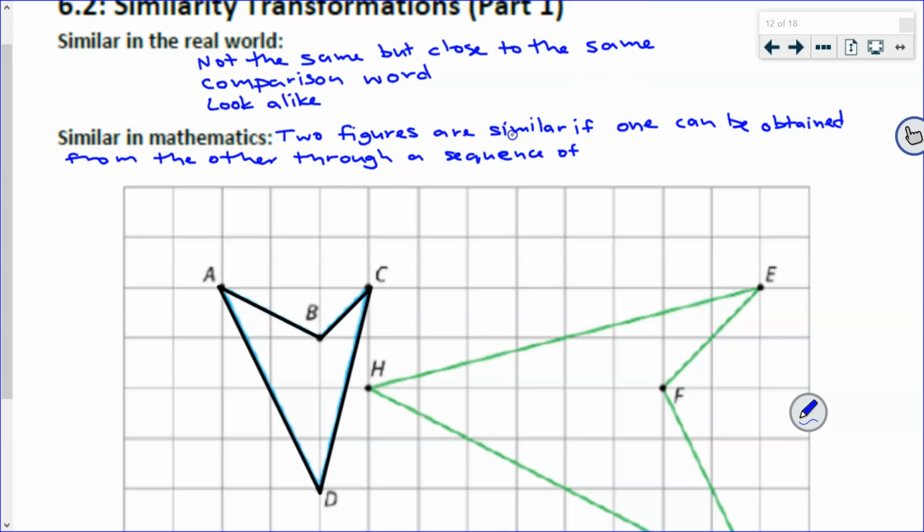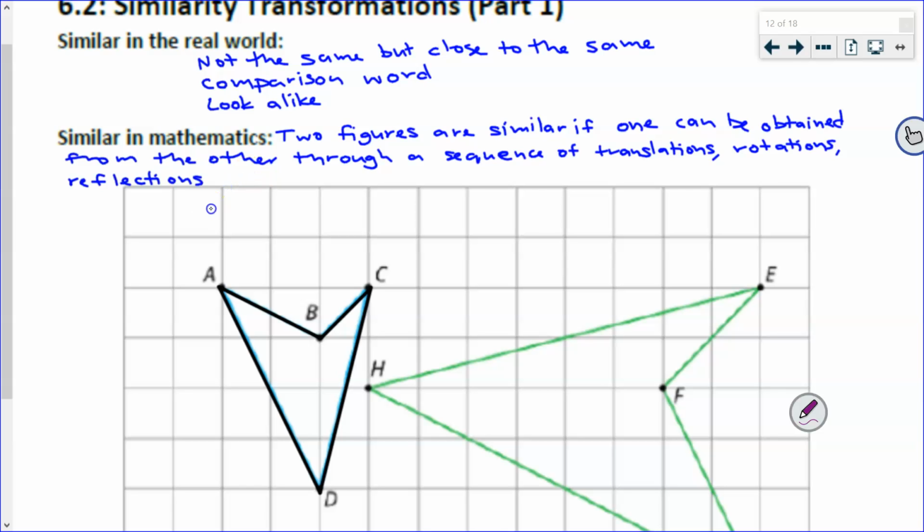Two figures are similar if one can be obtained from the other through a sequence of translations, rotations, reflections. I want to pause and make sure that we understand that these translations, rotations, reflections, those are the rigid transformations.